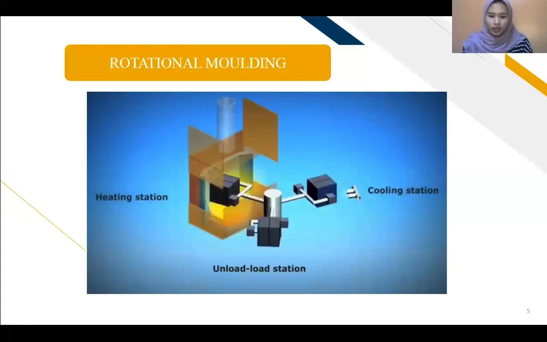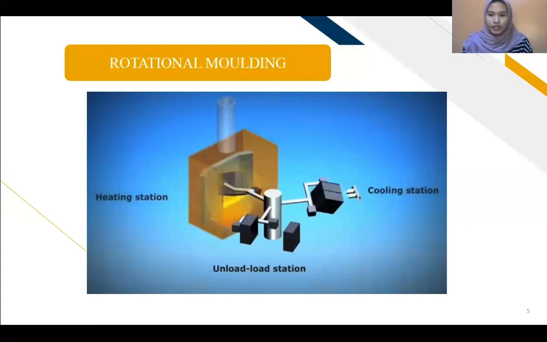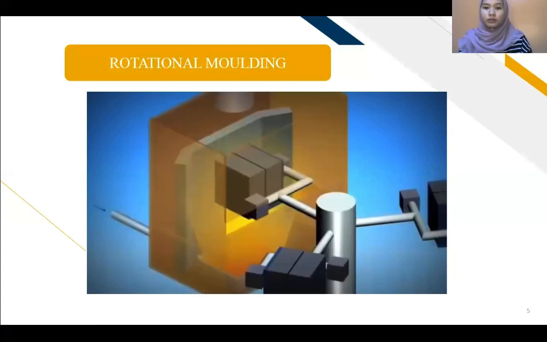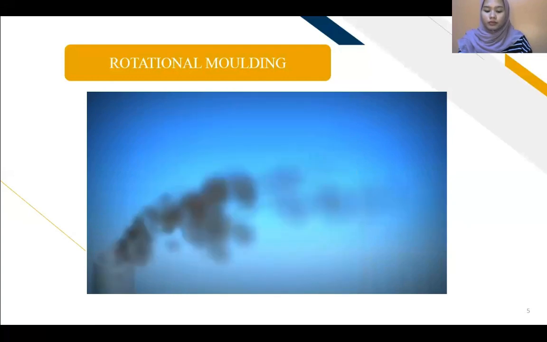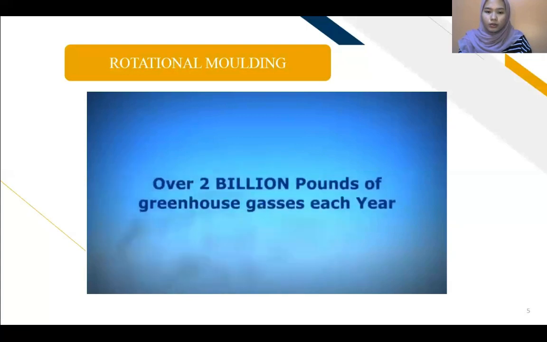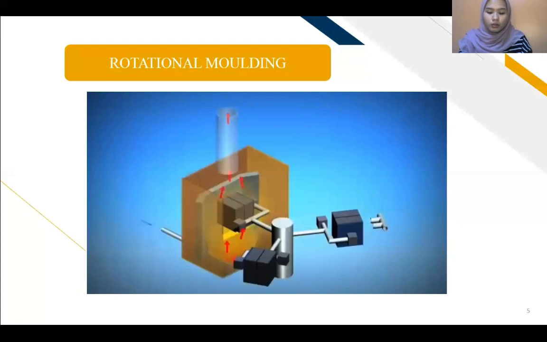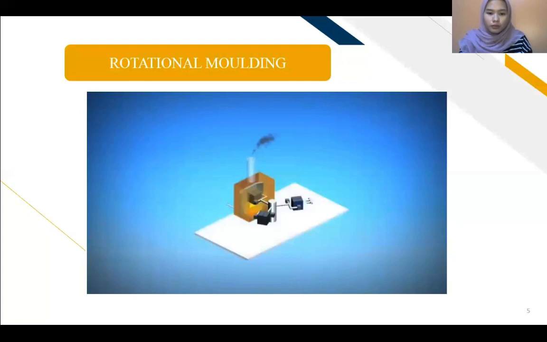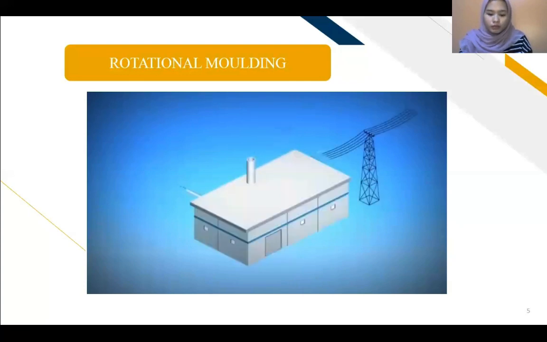Cooling station, but rotational molding has problems. It uses natural gas or sometimes kerosene for heat. Rotational molding burns over 18 trillion BTUs of fossil fuel and generates over 2 billion pounds of greenhouse gases each year. Most of the heat is wasted out of the oven chimney, and rotational molding equipment is big, heavy, and expensive, requiring a substantial factory building with an industrial gas and electric hookup.